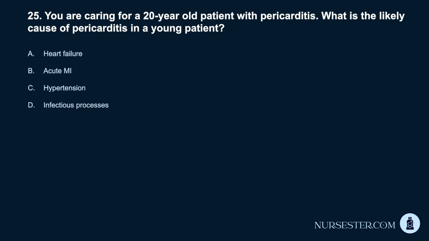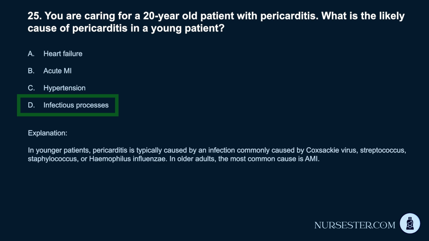25. You are caring for a 20-year-old patient with pericarditis. What is the likely cause of pericarditis in a young patient? A. Heart failure. B. Acute MI. C. Hypertension. D. Infectious processes. Correct answer: D. Infectious processes. In younger patients, pericarditis is typically caused by an infection commonly caused by Coxsackie virus, Streptococcus, Staphylococcus, or Haemophilus influenzae. In older adults, the most common cause is AMI.